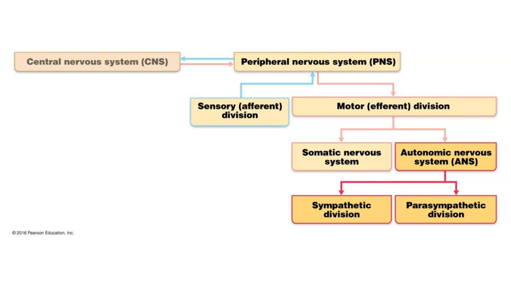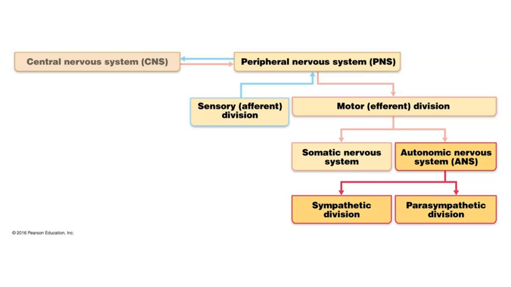The motor division, on the other hand, of the peripheral nervous system controls muscles and glands. The motor division can be further subdivided into the somatic motor and the autonomic motor divisions. The somatic motor controls the skeletal muscles, while the autonomic motor division controls cardiac muscle, smooth muscle, and glands.